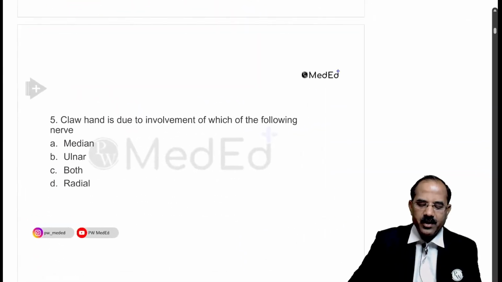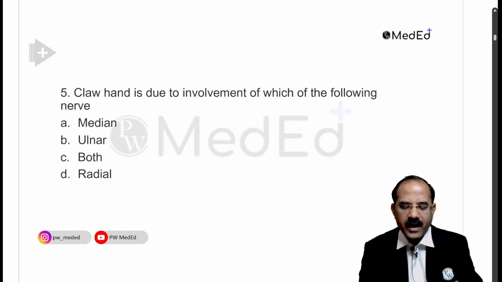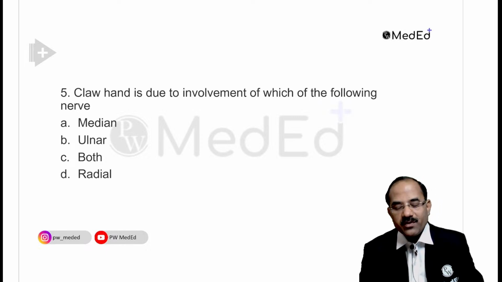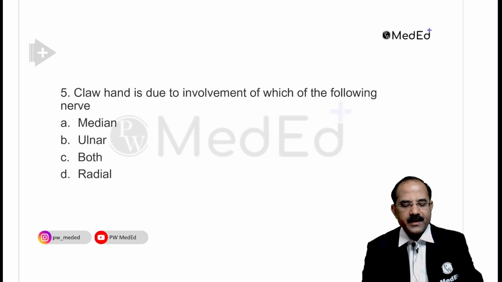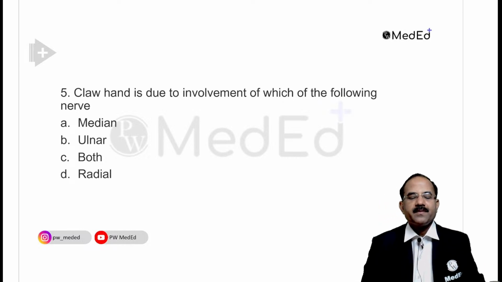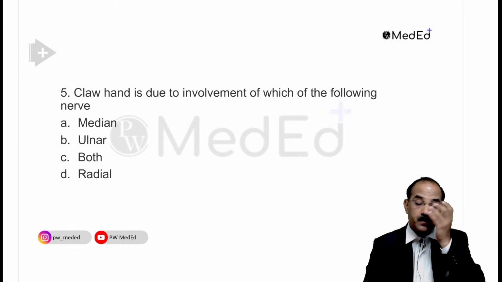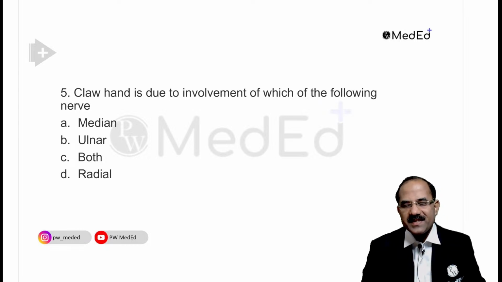Chalo, bachcho. Come on, answer this. Number 5, claw hand is due to involvement of which of the following nerves? Come on, bachcho, answer this. Claw hand is due to involvement of which of the following nerves? Any guesses?